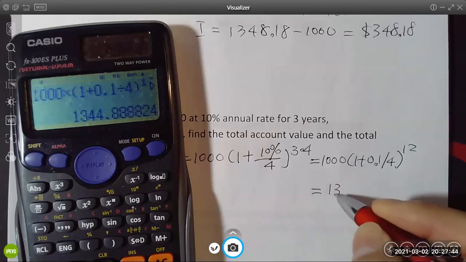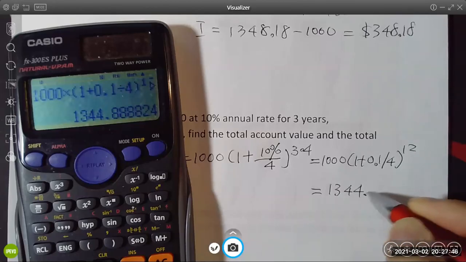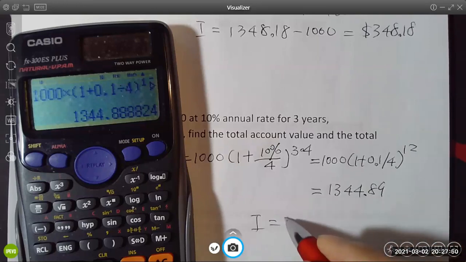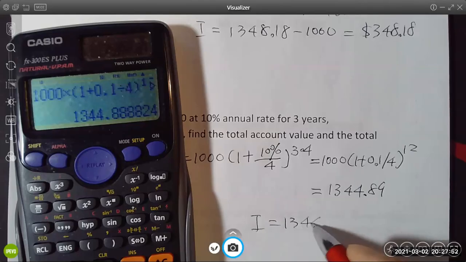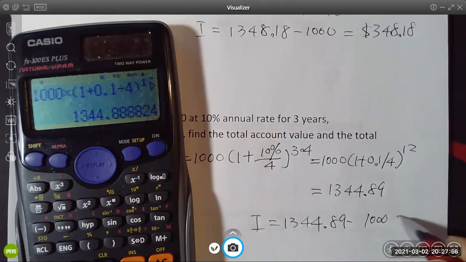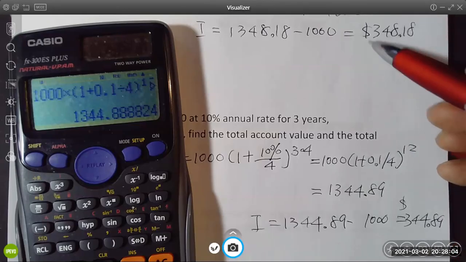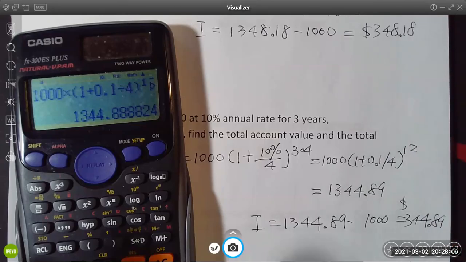Keep 2 decimal digits: $1,344.89. So this is the total account value. Total interest: 1344.89 minus 1,000. That's $344.89. This number is between 331 and 348. Again, it has to make sense.